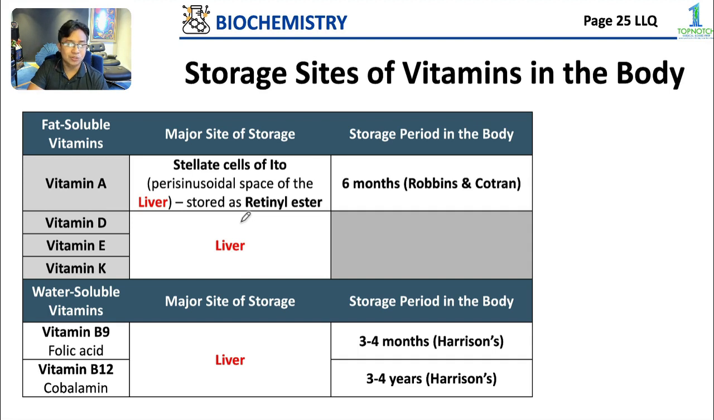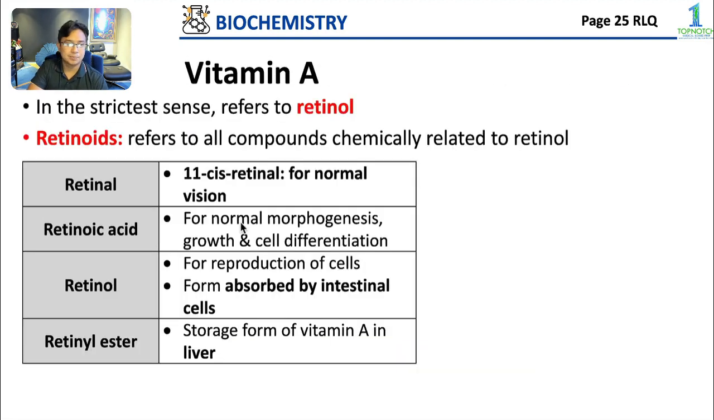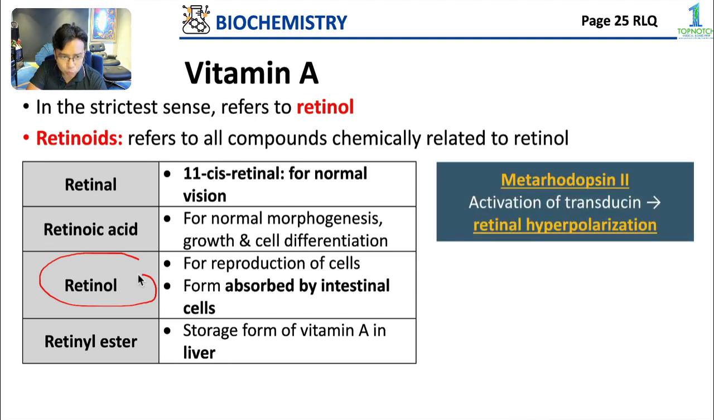Let's first talk about your fat-soluble vitamins, your vitamin A. Vitamin A refers to all compounds chemically related to retinol. Those are your retinoids. You have your retinal, retinoic acid, retinol, and retinyl ester. Among them, retinol is the form absorbed by intestinal cells. And take note guys that your metarhodopsin 2 is important kasi it's the one that activates your transducin, causing retinal hyperpolarization. Important siya for vision.